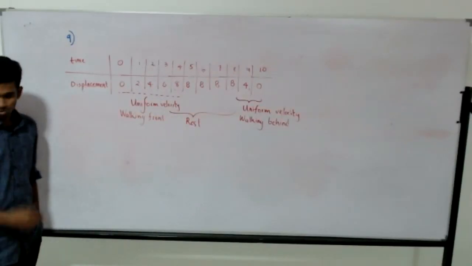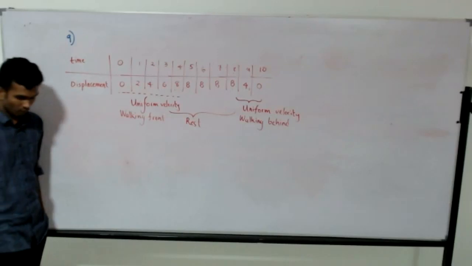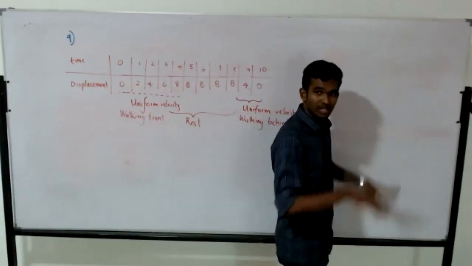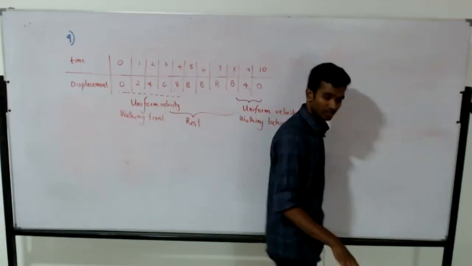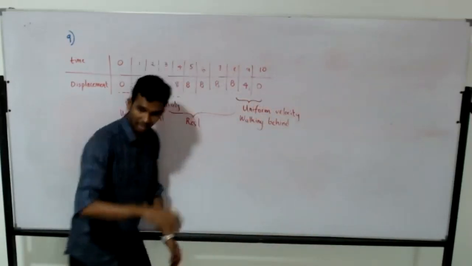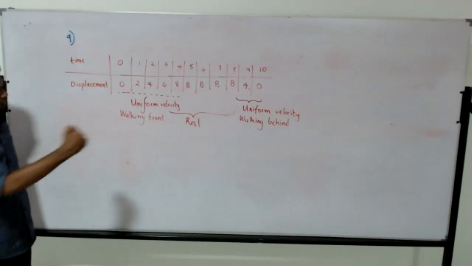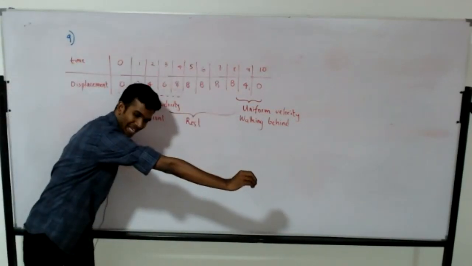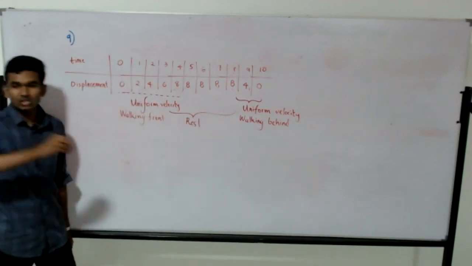Okay, so how is this motion going to be? 1 second, 2 seconds, 3, 4, 5, 6, 7, 8, 9, 10. This is how he's going. First 4 seconds he is walking behind. Next 4 seconds he stopped at 8 meters. Last 2 seconds he is walking behind.